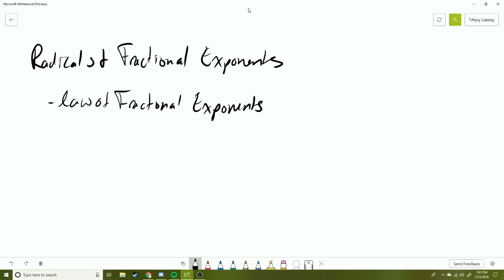And that law is if you have a number x to the m divided by n, so you have a fraction as your exponent, that equals, take your n right here and we're putting it on our radical sign, the nth root of x to the m. This can also be written as the nth root of x, raised to the m power.